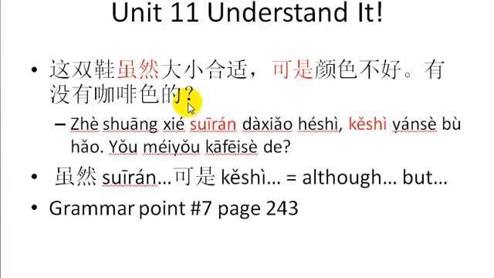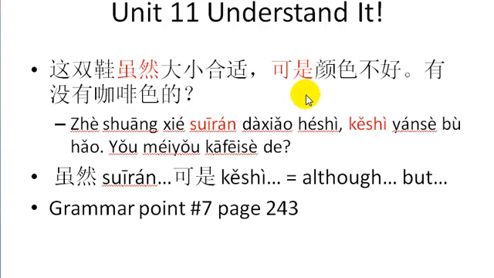Okay, so here we have a sentence pattern again. We have 虽然 and 可是. Okay, and 虽然可是 is equivalent to although and but in English. So although blah blah blah, yet or but da da da. Okay, and why don't you pause and go take a look at grammar point 7 on page 243, and then come back.